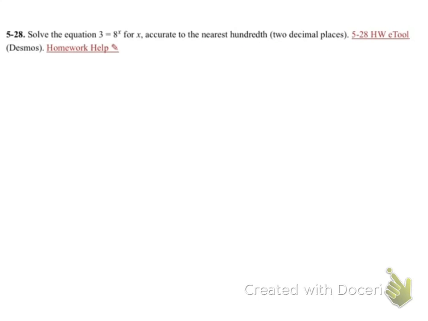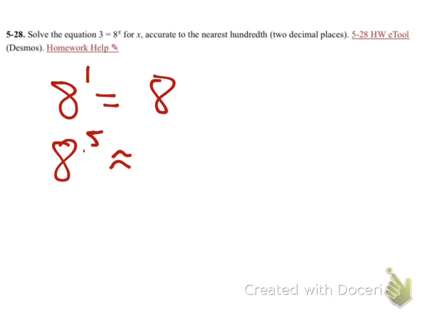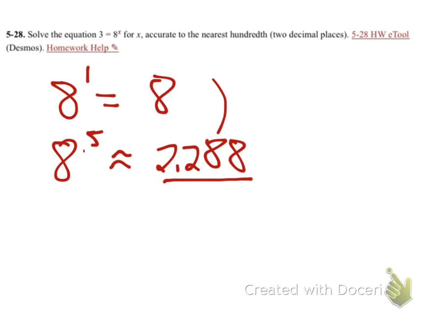First of all, I'm just going to do a guess and check style with a calculator. So if I would take 8 to the first power, that is going to be 8, and we notice that is way too big. So then I'm going to try something a bit smaller. I know I need to take my exponent now and make it smaller. So if I try 8 to the 0.5, that's going to equal approximately 2.288. Now I'm rounding it to 3 decimal places here right now to get this number as close to 3 as I possibly can. I want to get this number right here to 2 decimal places.